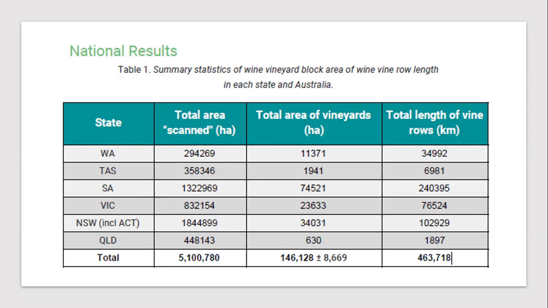And the other thing we found, through the algorithm, which we've never known before, is actually the length of vine rows. And that's never been measured before, and that comes out, as you can see, at just under 462,000 kilometres.